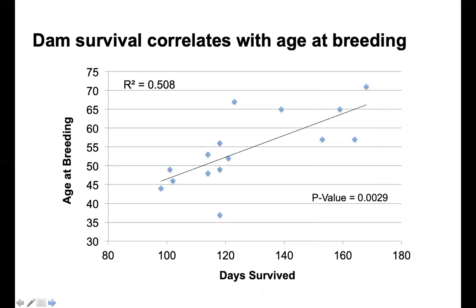What's interesting is that dams, the females that have litters, the survival correlates with the age of breeding. So if you look at the age of breeding, if you have your first litter at 45 days, you're going to die at a sooner day than if you have your litter at 65 days. And that's a correlation with a high correlation coefficient. And so we think that the hormonal changes happening during pregnancy are actually promoting a longer survival.